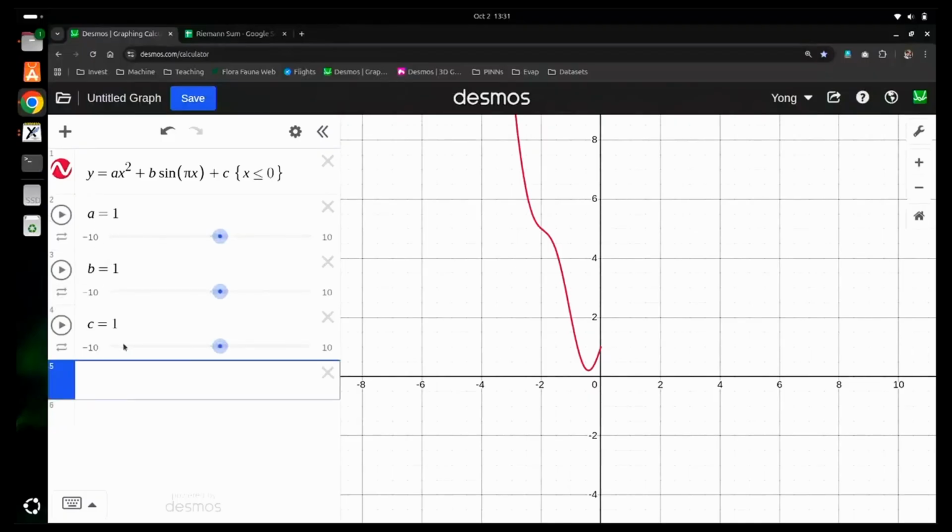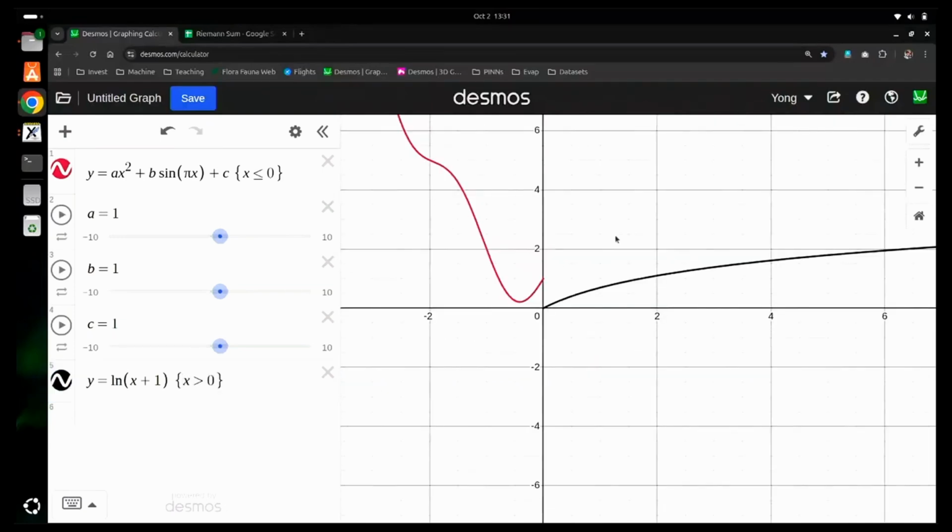Then let's look at the right function. So the right function is just ln x plus 1. This applies for x more than 0. So you can observe that the functions are discontinuous at x equals 0. Currently for these a, b, c values, the functions are discontinuous at x equals 0.